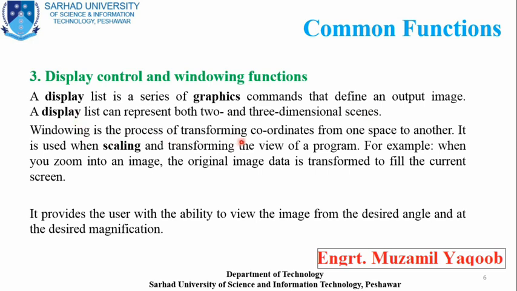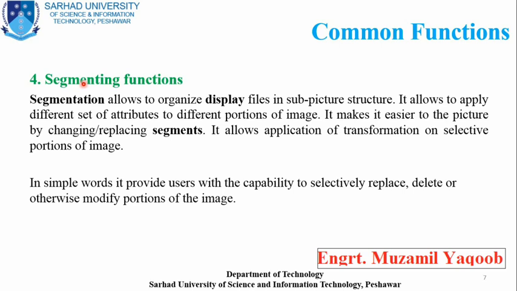Windowing is the process of transforming coordinates from one space to another. It is used when scaling and transforming the view of a program. For example, when you zoom into an image, the original image data is transformed to fill the current screen, right? So this is how the windowing function works, and it provides the user with the ability to view the image from the desired angle and at the desired magnification. So basically these two functions, display control and windowing, work together, and this is the third common function of a graphic package.